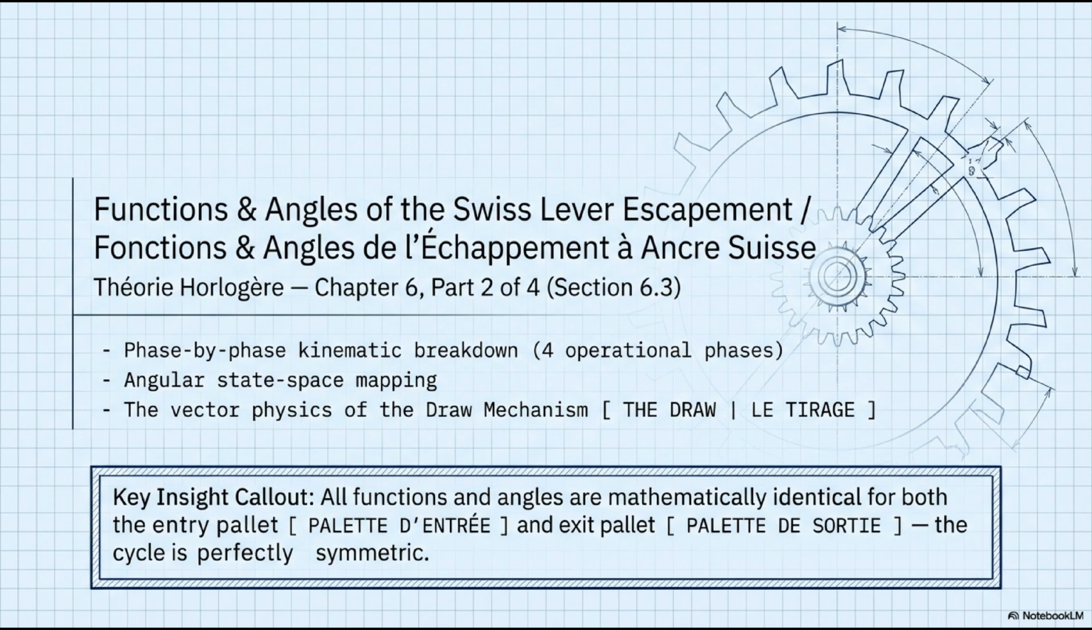geometric detail. By the end of Part 2, you'll be able to look at any position of the assortment and tell me exactly what phase it's in, what angle the roller has traveled, what angle the fork has moved, and what the wheel has done. That's the level of fluency this section builds. Let's start with the master matrix.